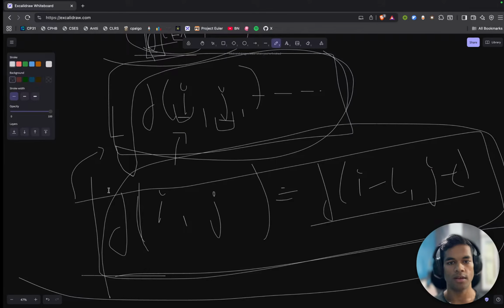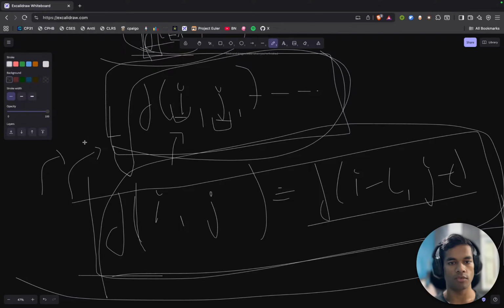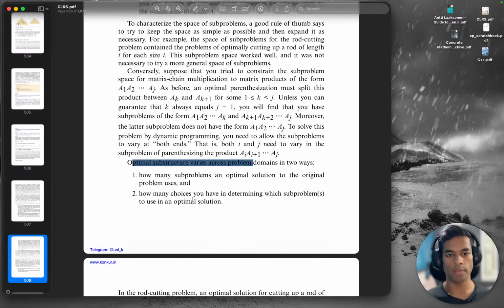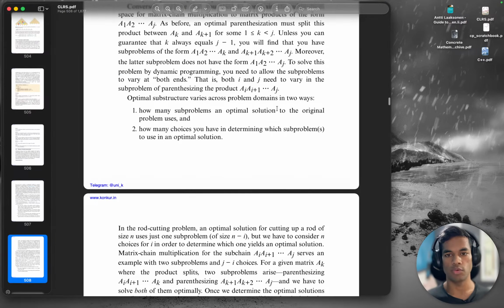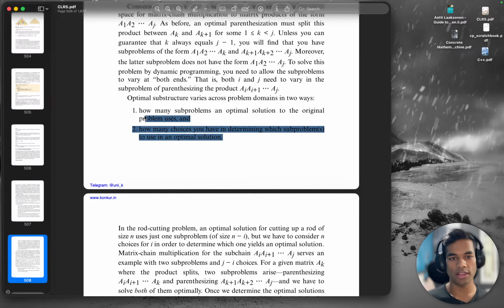So yeah, sample space of subproblems. Optimal substructure varies across problem domains in two ways. How many subproblems an optimal solution to the original problem uses? How many choices you have in determining which subproblems to use in an optimal solution? This is very cool. This is like stating all the things which I have seen implicitly till now.